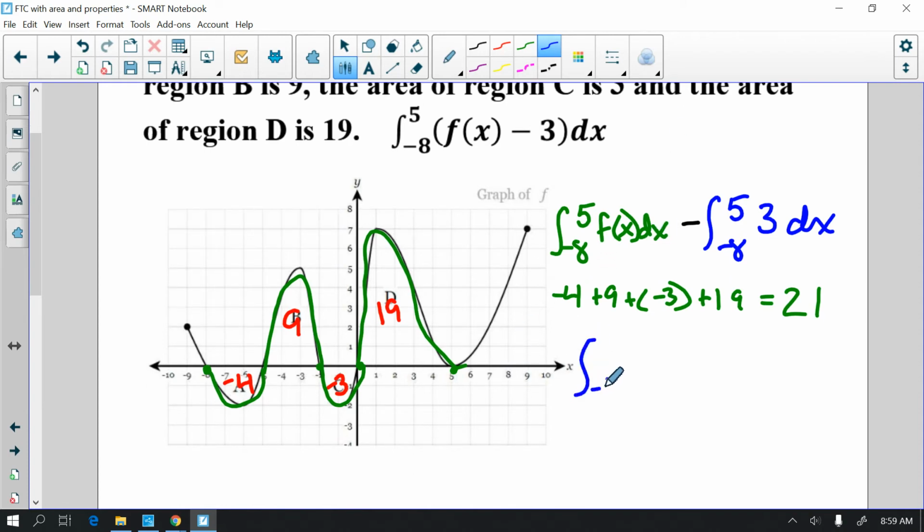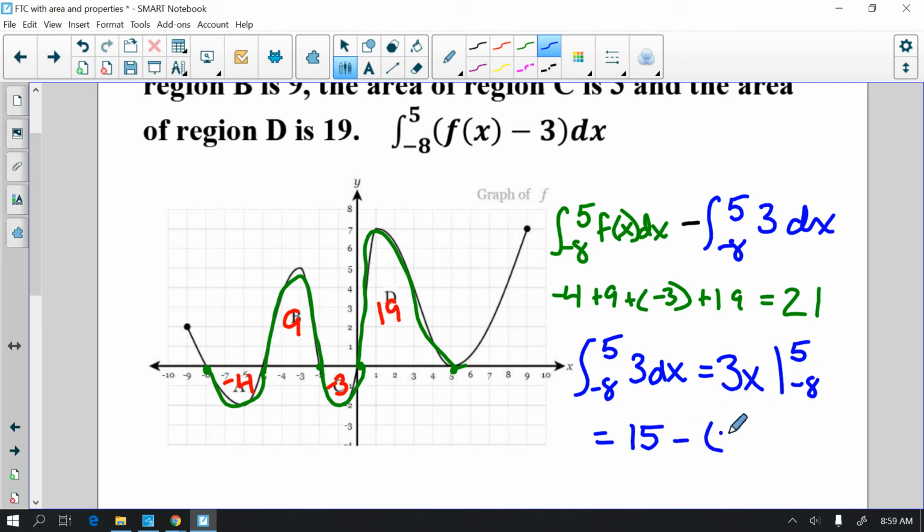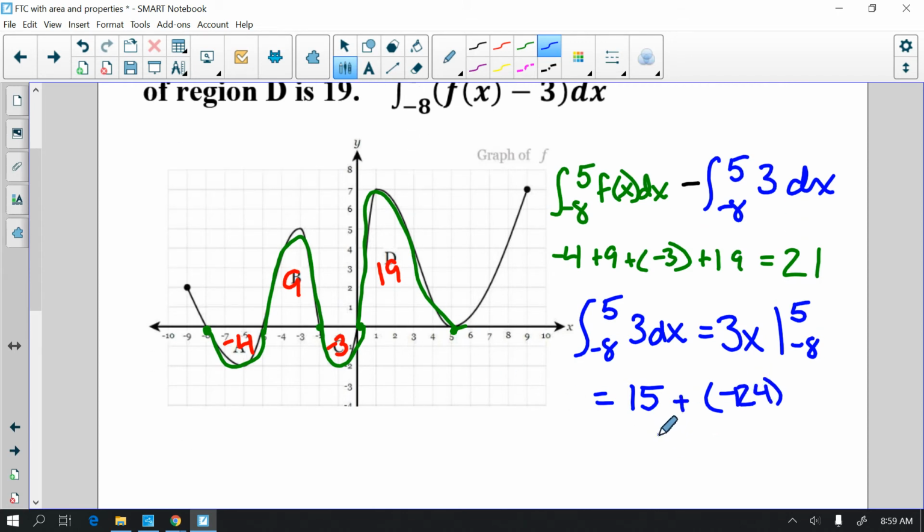So I'm going to have -8 to 5 of 3 dx. I'm going to take my antiderivative of 3, which is 3x, and I'm going to evaluate that from -8 to 5, and then use the fundamental theorem. 3 times 5 is 15, minus 3 times -8 is -24, which we could turn into plus 24, and when I add those together, 15 and 24 is going to give me 39.